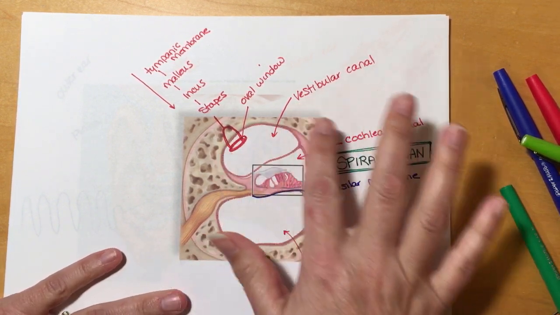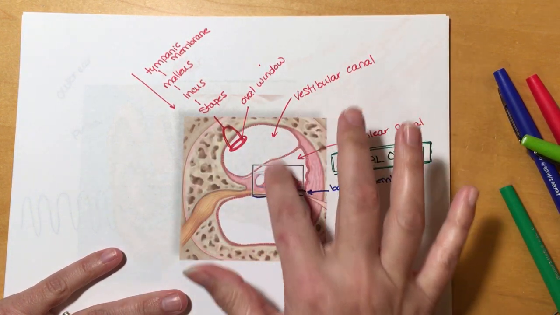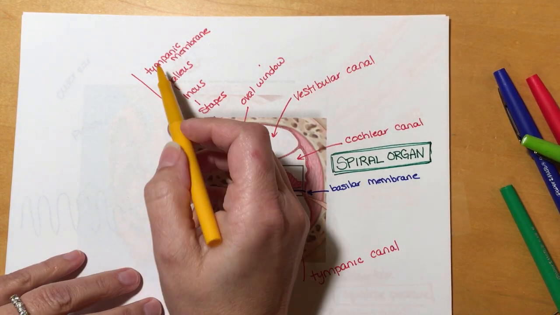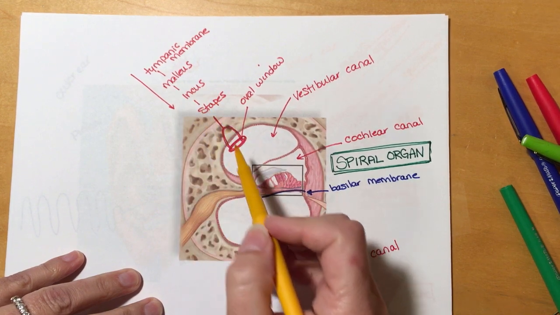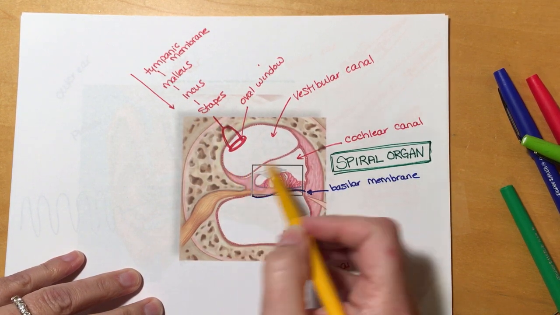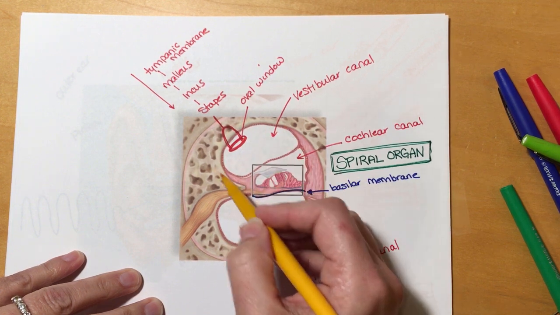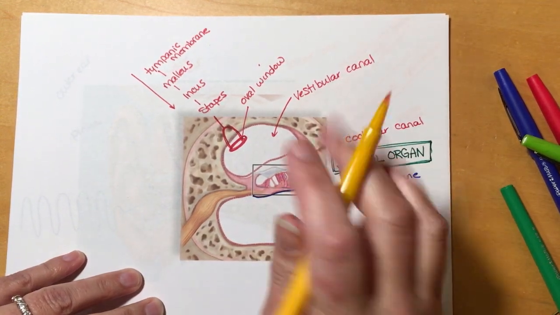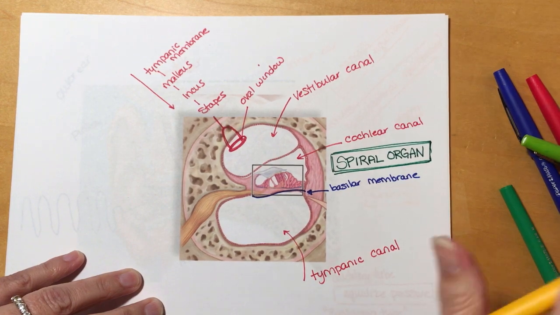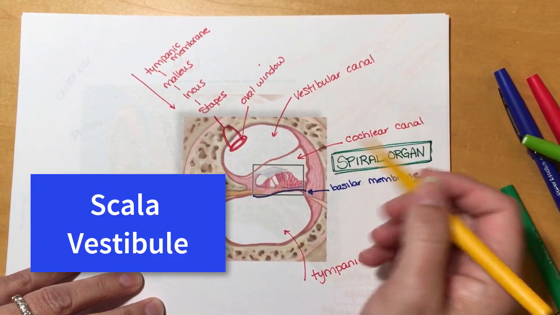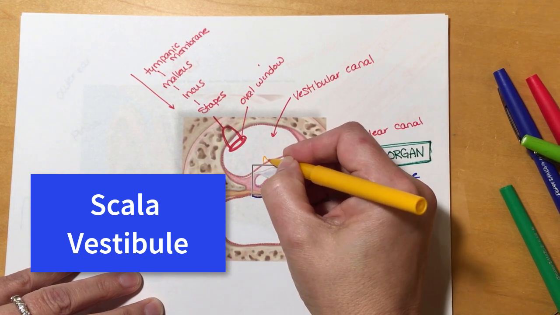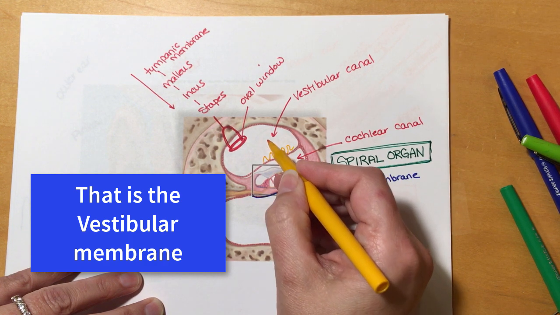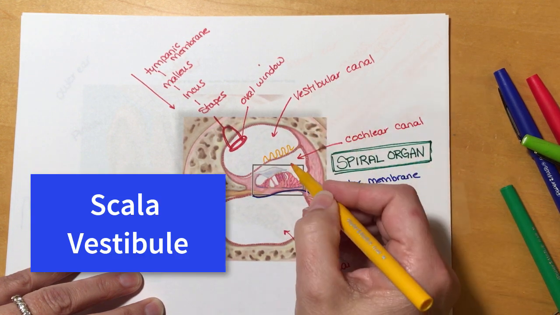Okay, so we have fluid, three chambers, bone around it, and some membranes in between the chambers. So how this works is the tympanic membrane vibrates, it pushes against the malleus, incus, and stapes, and the stapes hits against the oval window. Remember, the vestibular canal is filled with fluid, so when the stapes pushes on it, it's like pushing down on a waterbed. It causes waves in the fluid inside the vestibular canal. Those waves make this membrane move up and down, and that will transmit that wave energy from the vestibular canal into the cochlear canal.